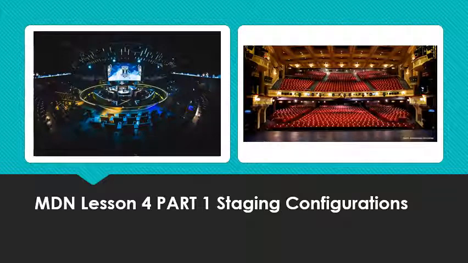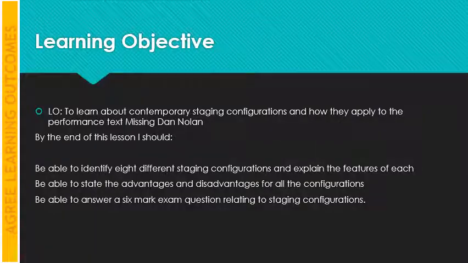This is lesson 4, Missing Nolan, part 1 of staging configurations. Today's learning objective is to learn about contemporary staging configurations and how they apply to the performance text Missing Nolan.